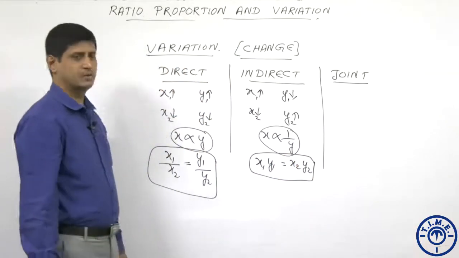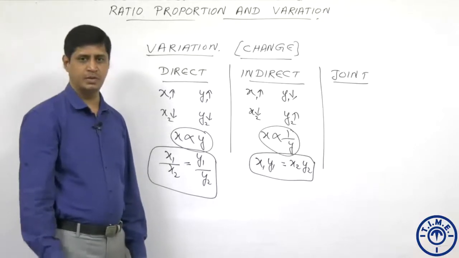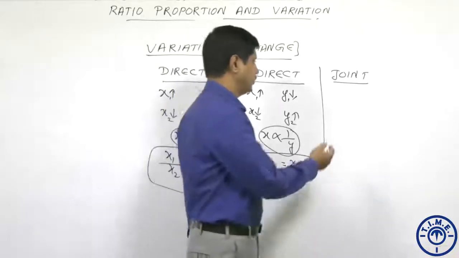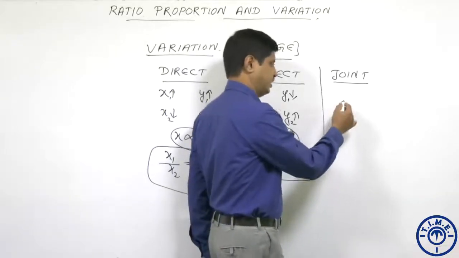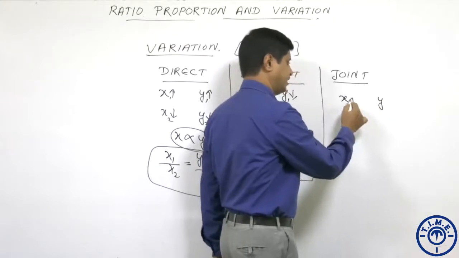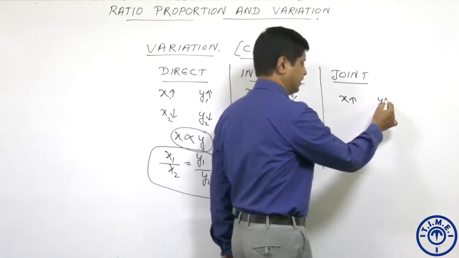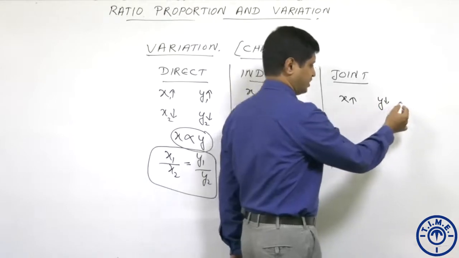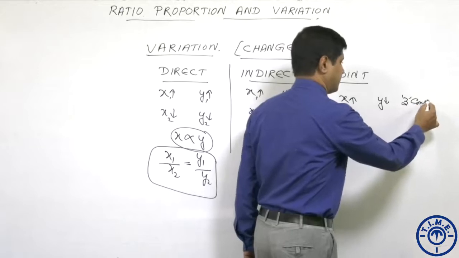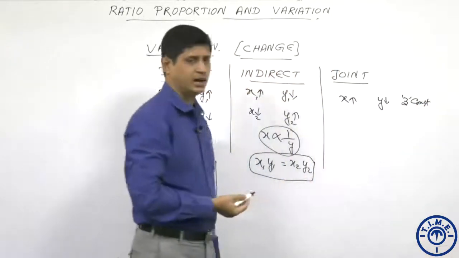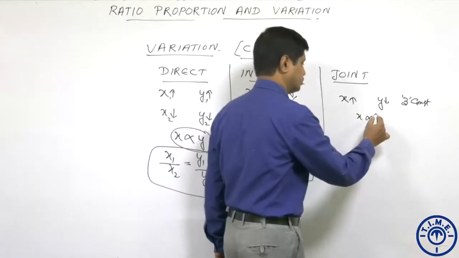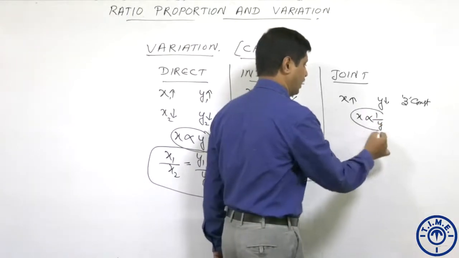Now what is the third one? It is a combination. Combination means the combination of the direct and the indirect. Now I am using three variables here: x, y, z. Let us take x and y. When x increases, y decreases. What is the other variable here? Z, it is a constant. Now x and y are in inverse proportion. Inverse proportion means x proportional to 1 by y.